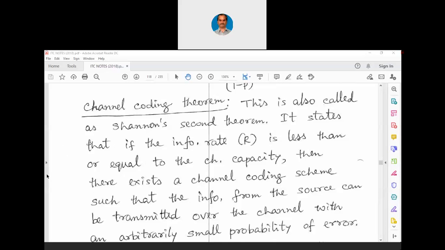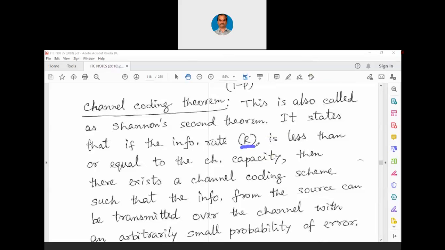While we were discussing source coding, we had not bothered much about the channel or the noise. Now we have seen the effects of noise in the channel, and Shannon's second theorem, the channel coding theorem, states that if the information rate R is less than or equal to the channel capacity, then there exists a channel coding scheme such that the information from the source can be transmitted over the channel with an arbitrarily small probability of error.